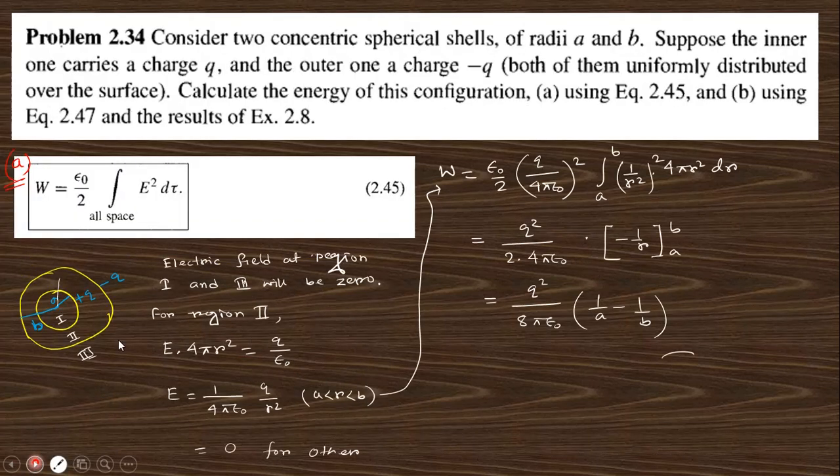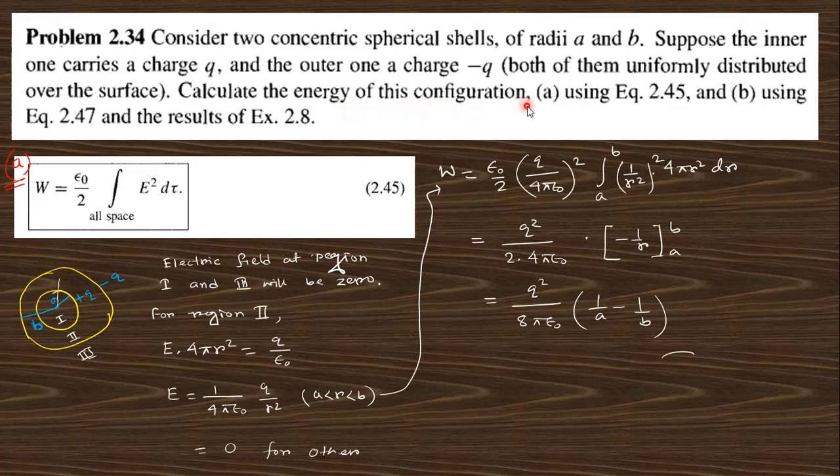Go to the next question. Consider two concentric spherical shells with radii A and B. Suppose the inner one carries charge Q, and the outer one carries charge minus Q. So this is the inner sphere with charge plus Q, and the outer sphere with radius B and charge minus Q. Both are uniformly distributed over the surface.